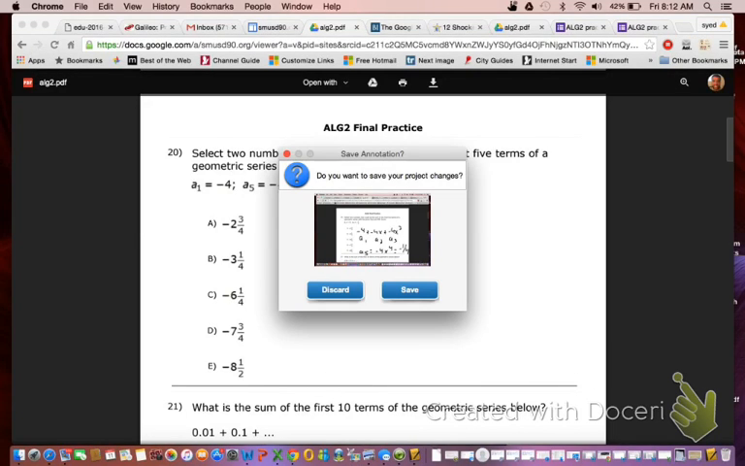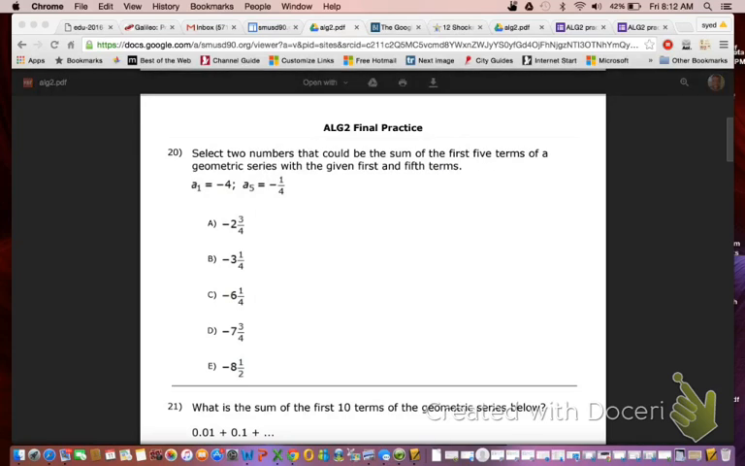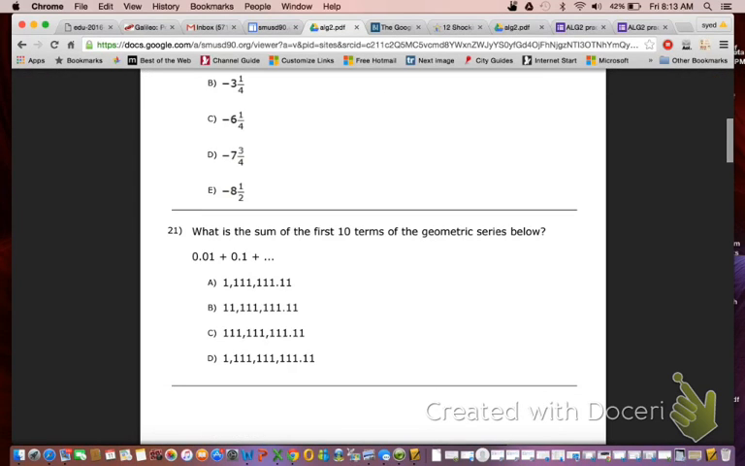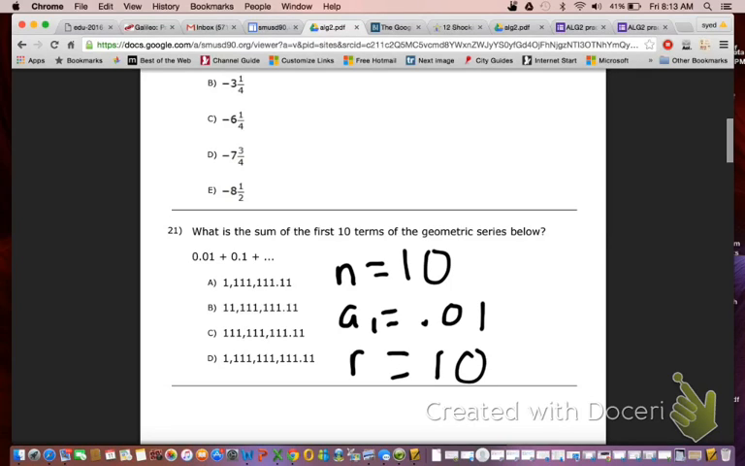Okay, here, since it's asking for 10, I would probably use the formula. Okay? So here's what I would say. N equals 10. A sub 1 equals 0.01. The ratio, what are you multiplying by? You're actually multiplying by 10 every time, so it's just 10. And then you could plug in that formula, okay?